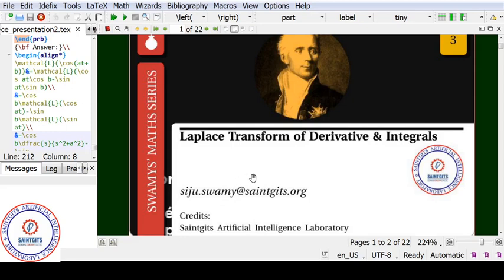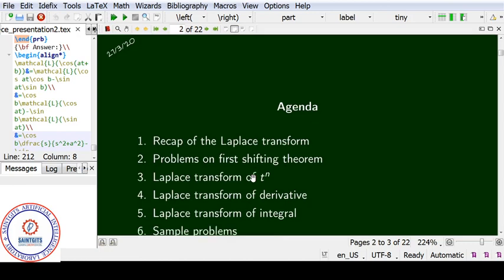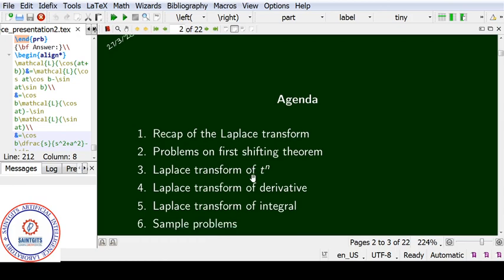Good morning and welcome to the session Laplace transform of derivatives and integrals. In this session we are going to recap the Laplace transform, some problems on first shifting theorem, Laplace transform of t raised to n, Laplace transform of derivative, Laplace transform of integral, and finally some practice problems from this session.